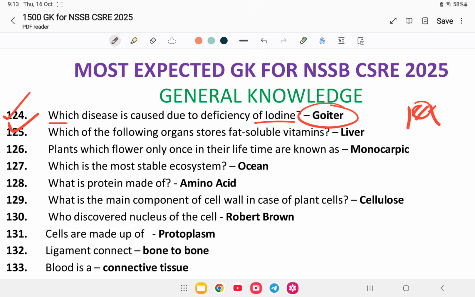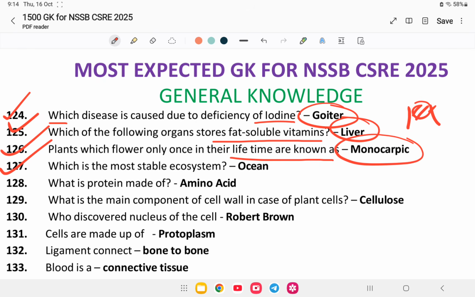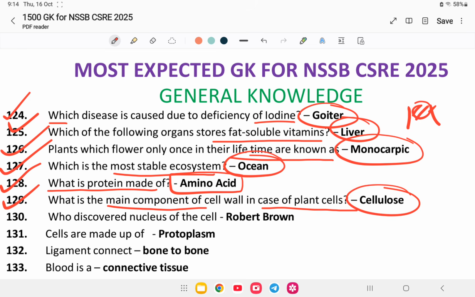Question number 125. Which of the following organs stores fat soluble vitamins? The liver. 126. Plants which flower only once in their lifetime are known as monocarpic. Question number 127. Which is the most stable ecosystem? The ocean. 128. What is protein made up of? Amino acids. Question number 129. What is the main component of the cell wall in plant cells? Cellulose.